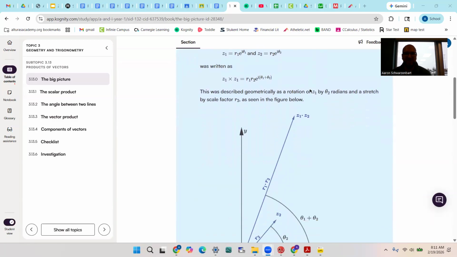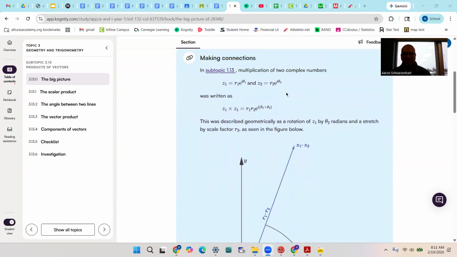So vector products, here's essentially two vectors written in Euler form of a complex number. It's going to work here. Okay. So one of the keys here, there it is. We can write vectors essentially as polar form of complex numbers, and then we can multiply them.